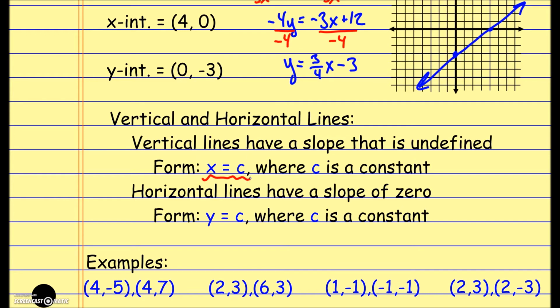And then a horizontal line is where the slope equals 0. If you think about it this way, if you have y equals mx plus b, and the slope is 0, essentially this piece gets crossed out, so we end up with y equals a value. y equals the y-intercept. That's why for a horizontal line we get y equals c, y equals some constant value for the equation of our line.